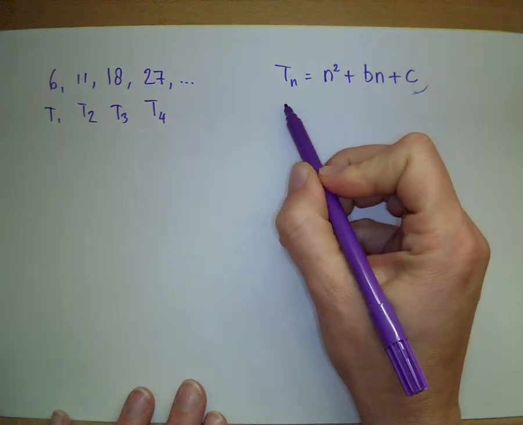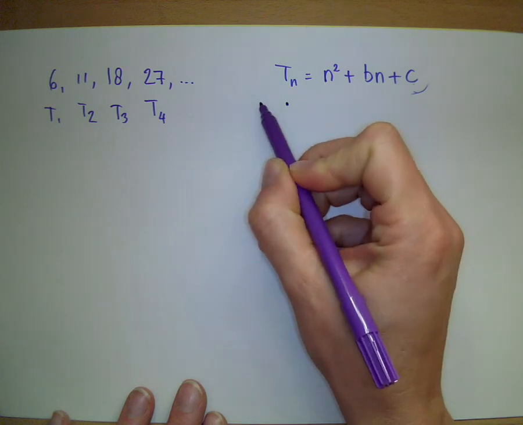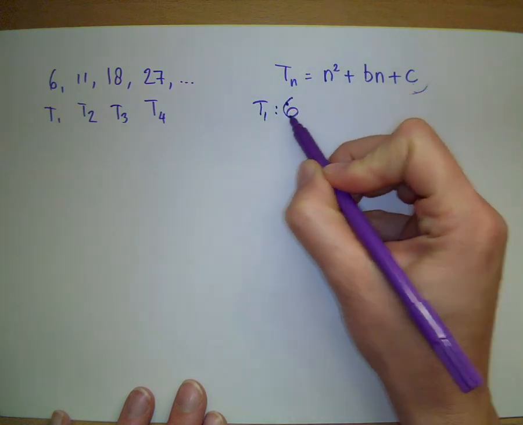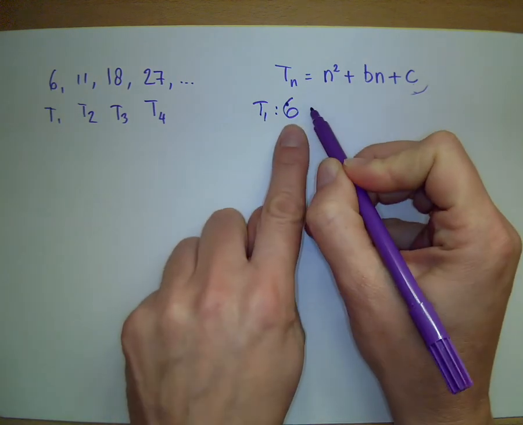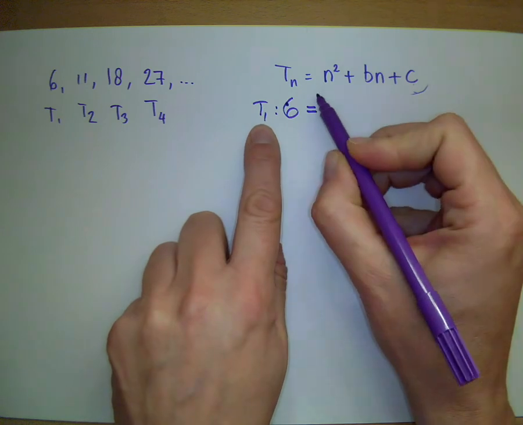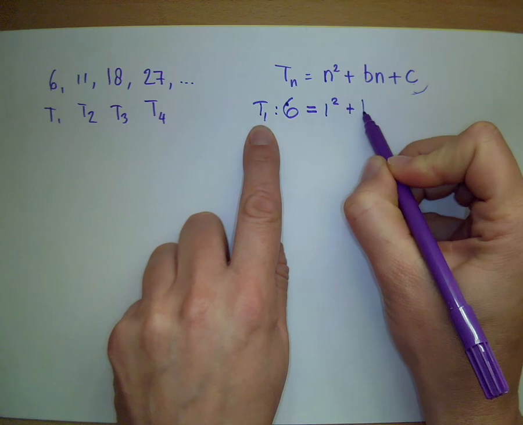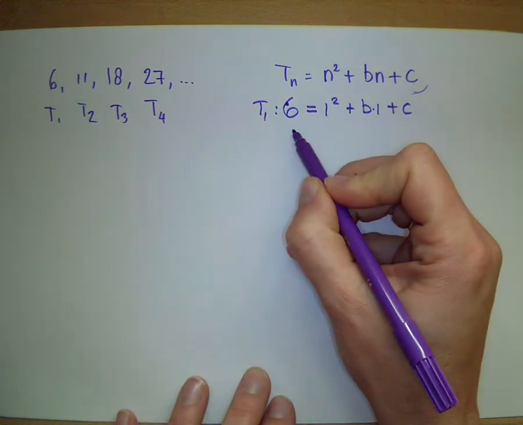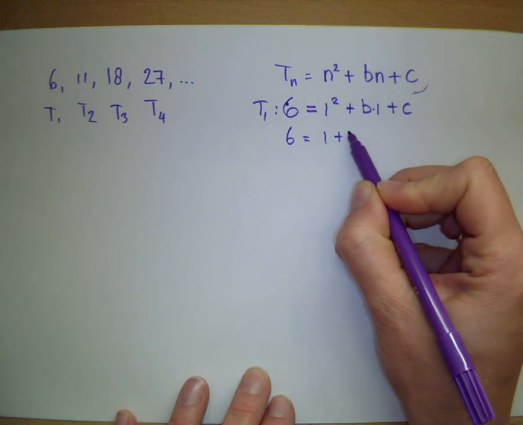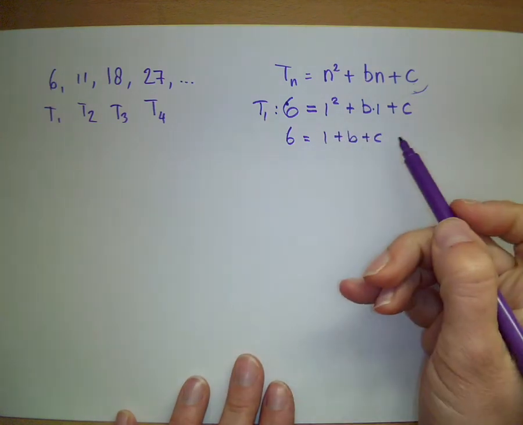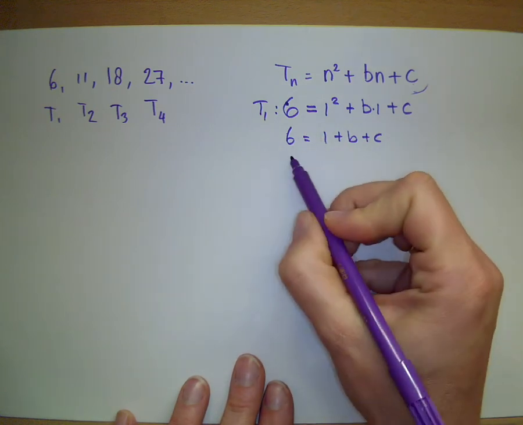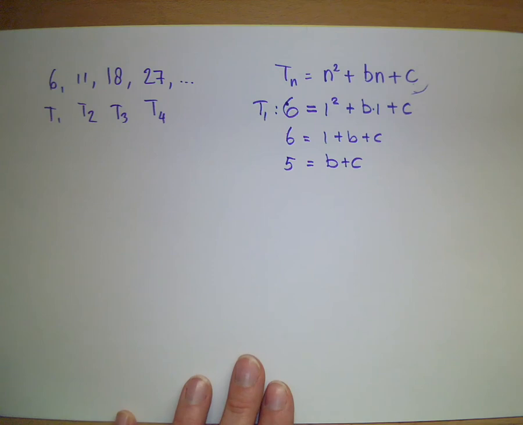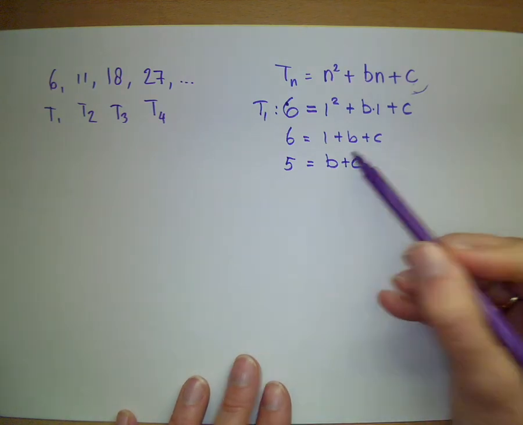So term 1 is 6, right? So let's write that like this. Term 1, the value of the term is 6. We already know that here. And 6 apparently was found by plugging in the 1 for n. So 1 squared plus b times 1 plus c. We can simplify this, right? 6 equals 1 plus b plus c. Oh, we can simplify it even further. We can subtract 1 from both sides and get 5 equals b plus c. All right. We have 2 unknowns, so this is not finished yet.